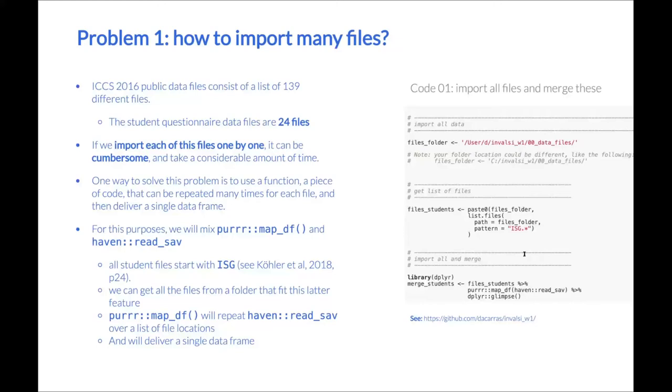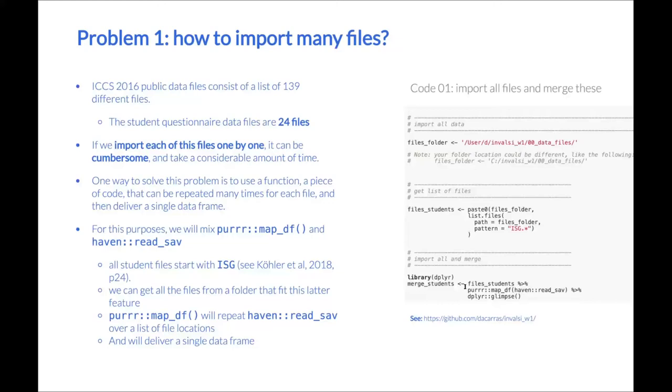All the files that contain the responses of the students from the background questionnaire start with the letters ISG. So out of the 139 files, we know that these are the only files that are collecting and storing the responses of the students to the background questionnaire. Once we have this object, which is just a list of all the locations of these 24 files, what we need is something that can import all of those files one by one and then give us a single object. And this can be done by the following code.